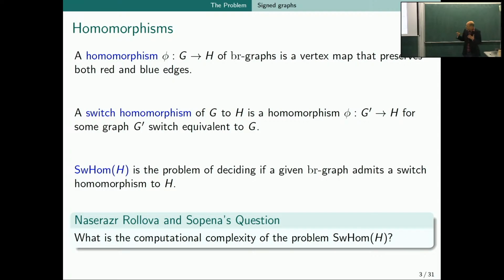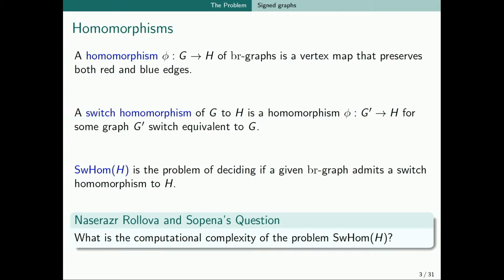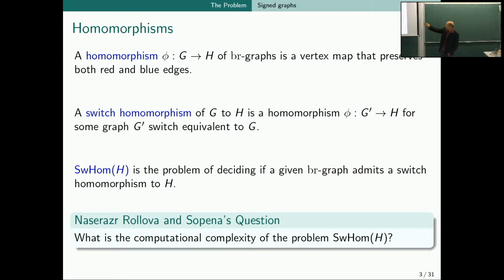Now, with graphs, we can always talk about a homomorphism. A homomorphism of two graphs is a vertex map that preserves edges. And why do we consider homomorphisms? Somehow you take a graph to a simpler graph and preserve some of the properties of the graph. So we want to do this with signed graphs as well, but we're interested in the switch classes of the graphs, and homomorphisms don't necessarily preserve that. Right? So we can certainly define a homomorphism of red-blue graphs that simply preserves red edges and blue edges, but we want this to work well with switches.